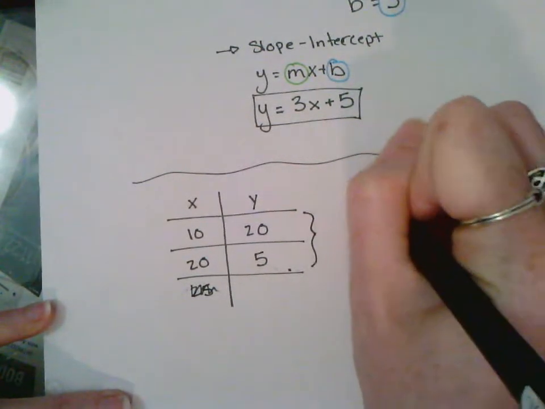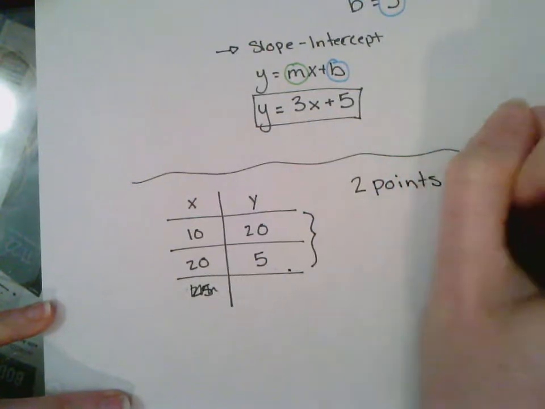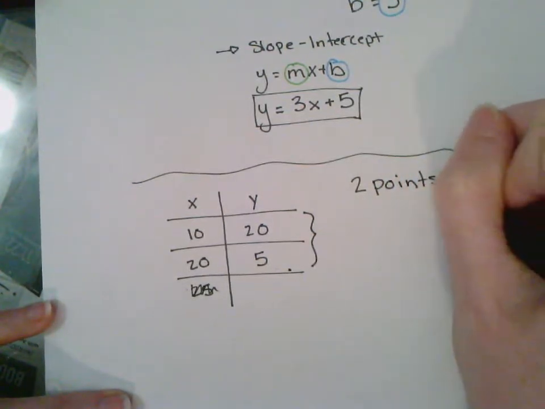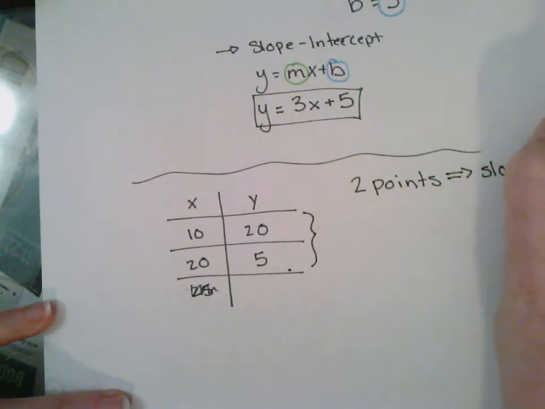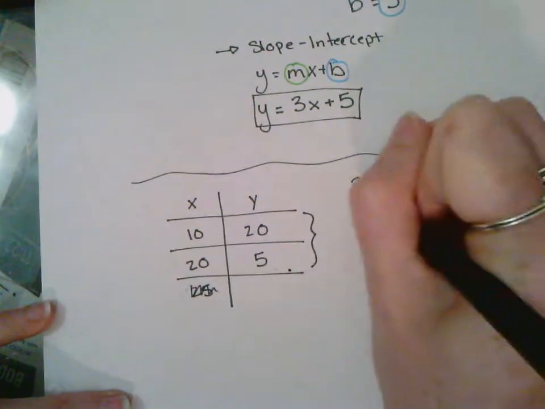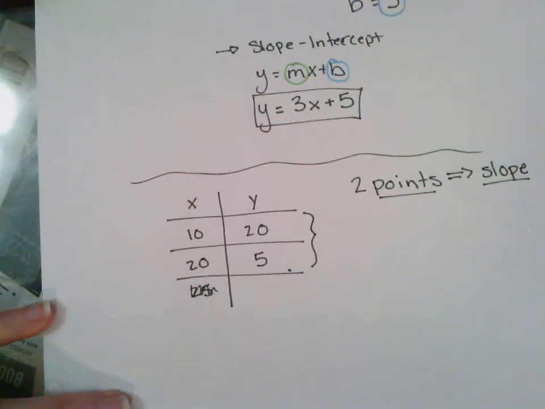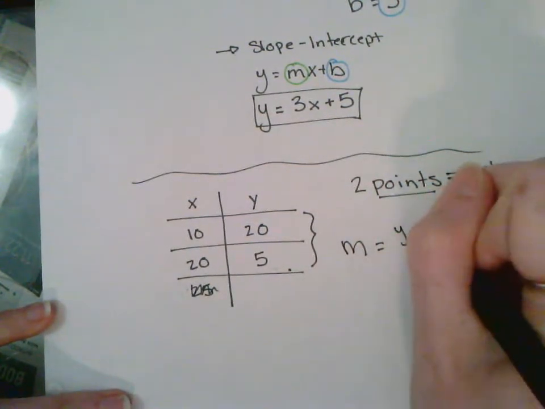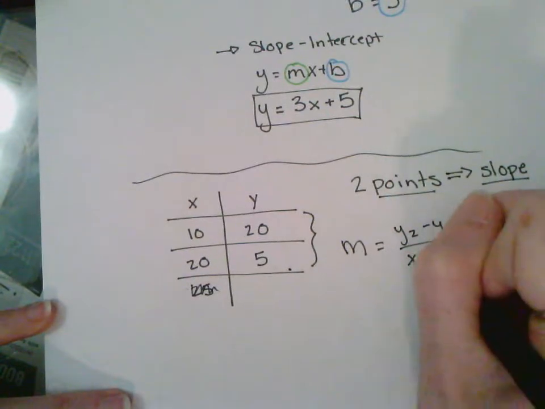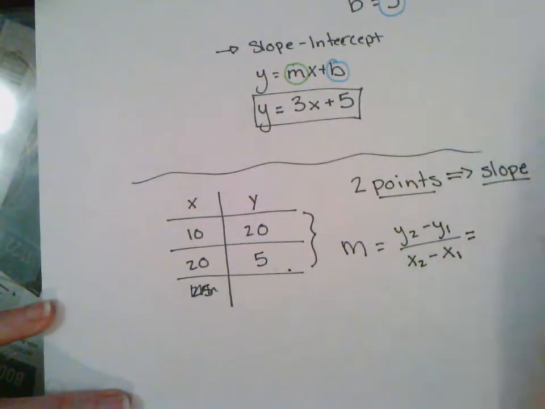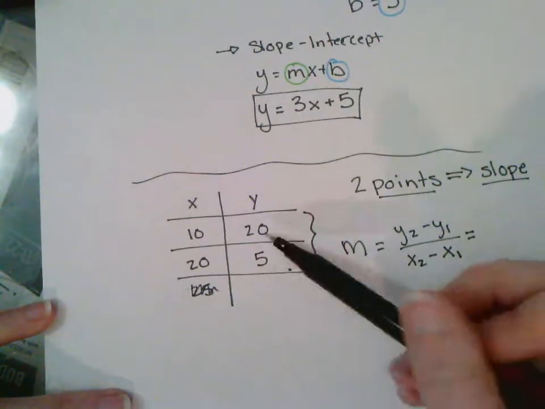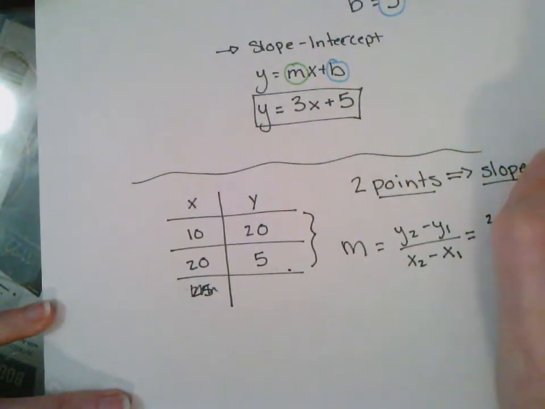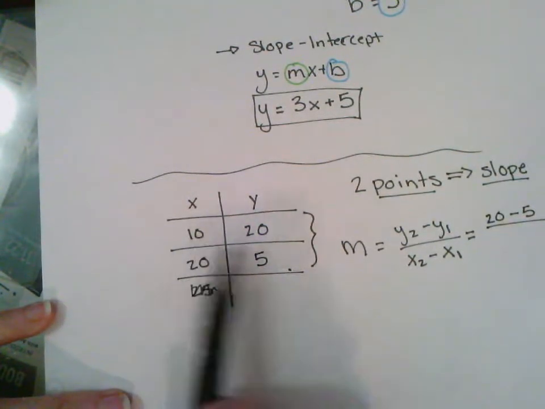Because if I have 2 points, I can find a slope. So 2 points can give me a slope. And now I have a slope and a point. Then I can use my point-slope form. So for this one, slope, whenever I have 2 points, is y2 minus y1 over x2 minus x1. In this case, I can pick either order. So if I'm going to start with the 20, my other y value is a 5. Then I need to make sure I'm starting with 10 as well, because these have to stay together.